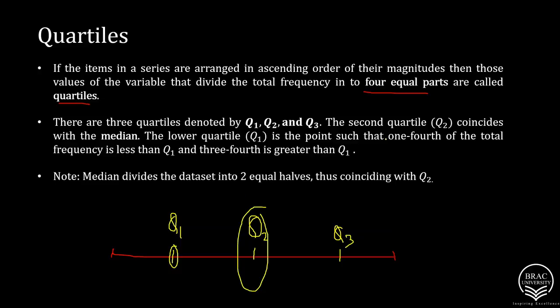The lower quartile is the point such that 1/4 of the total frequency is less than Q1 and 3/4 is greater than Q1. Note that the median divides the dataset into 2 equal halves, thus coinciding with Q2. We have already noted that.